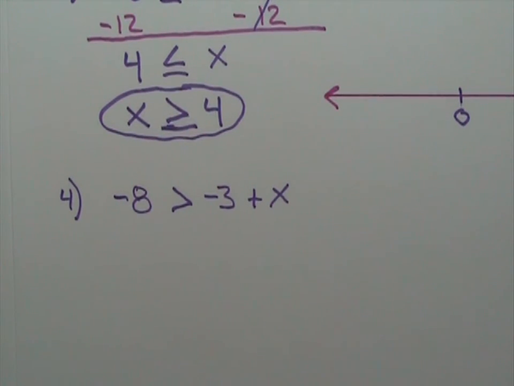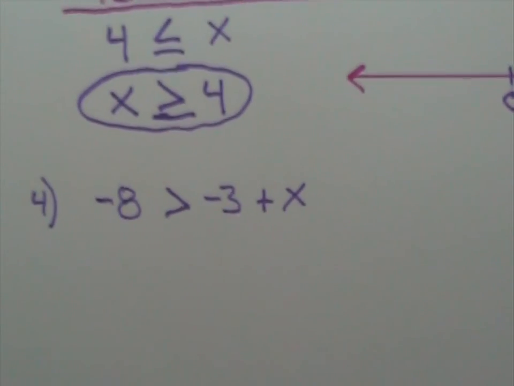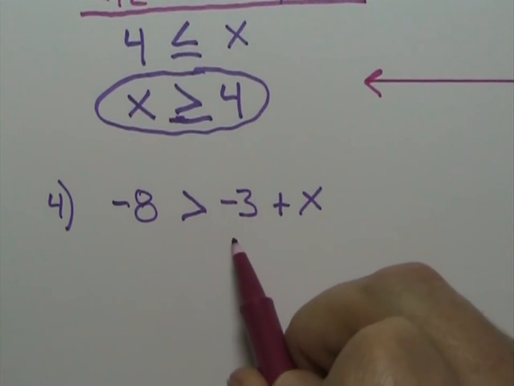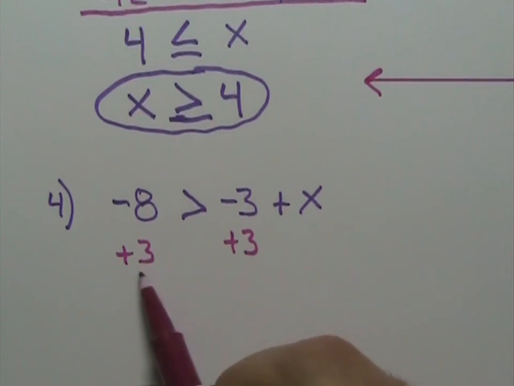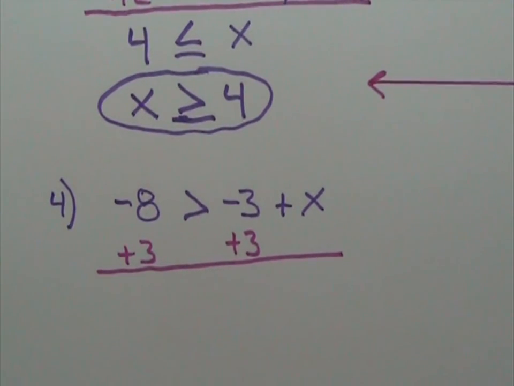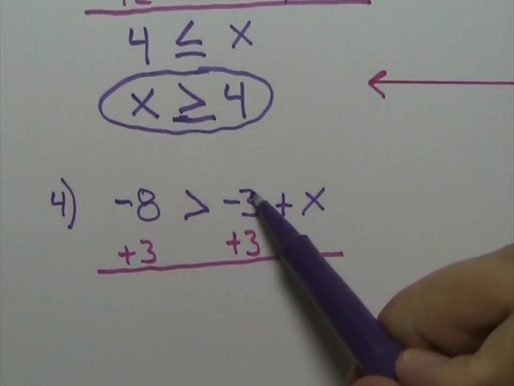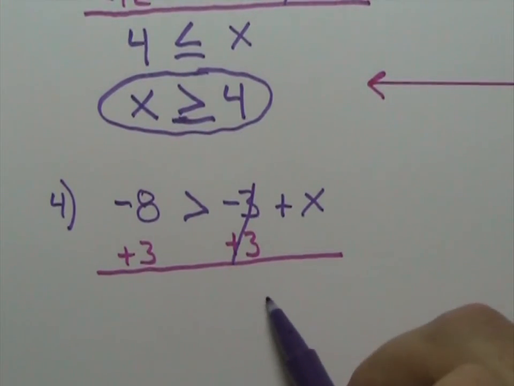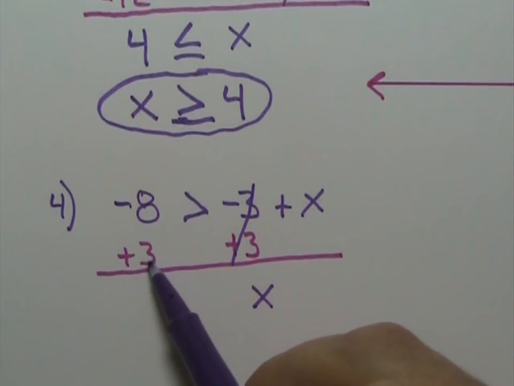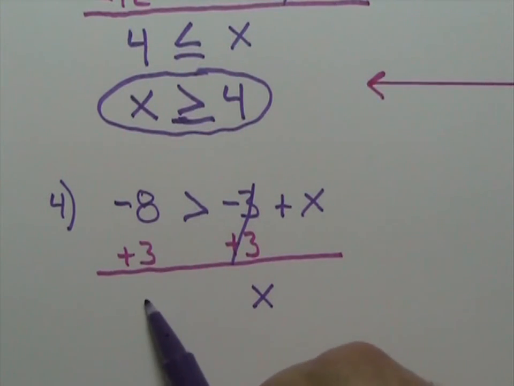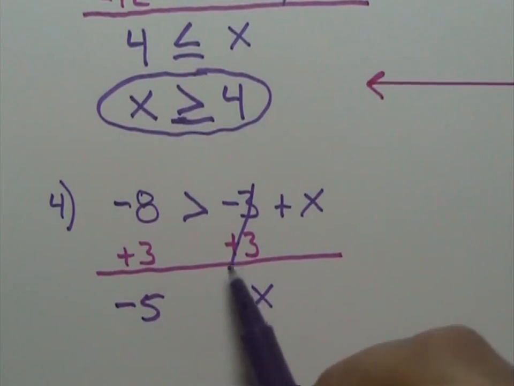Okay, this is our last example. Okay, notice I have minus 3, so I need to add 3. Remember, I want x by itself. So I add 3 over on this side. And if I do that, that's gone. That's 0. You're left with just x. On this side over here, negative 8 plus 3. They're different signs. 8 take away 3 is 5, and there's more negative. And the arrow stays the same.